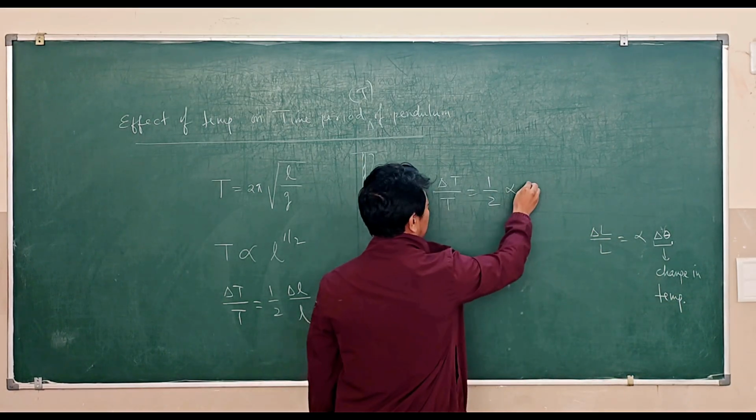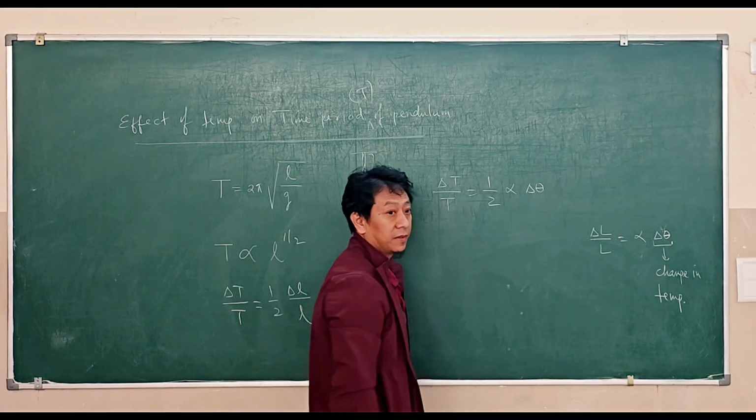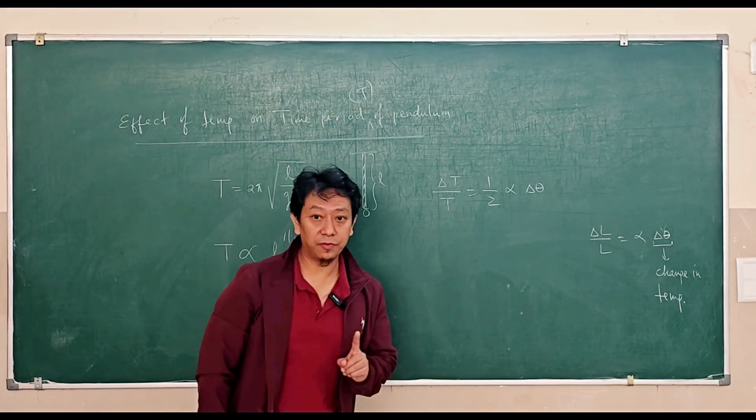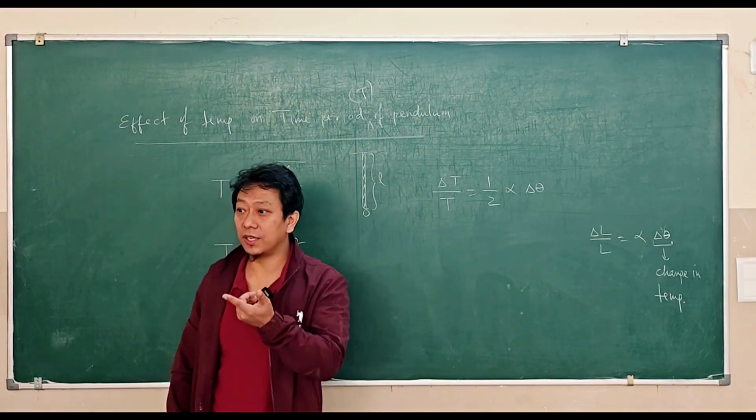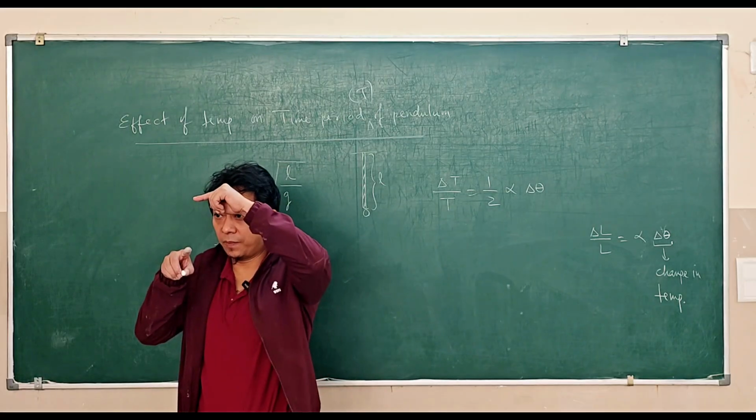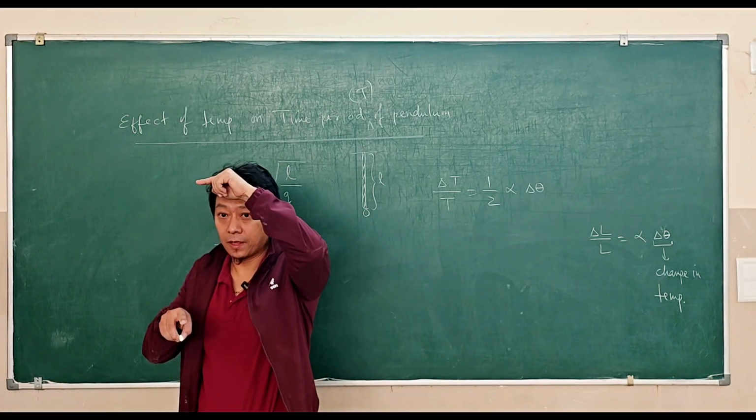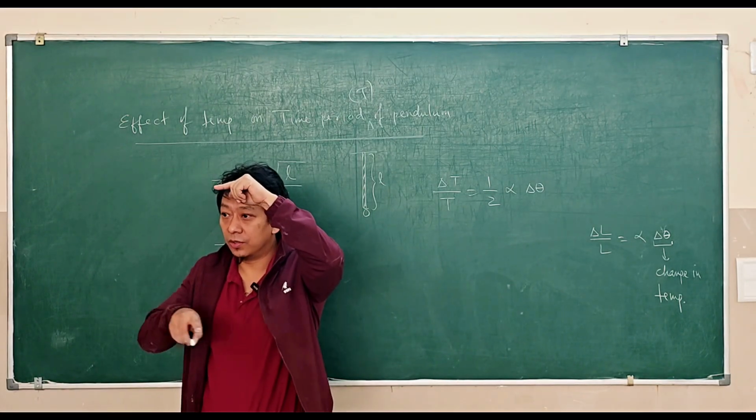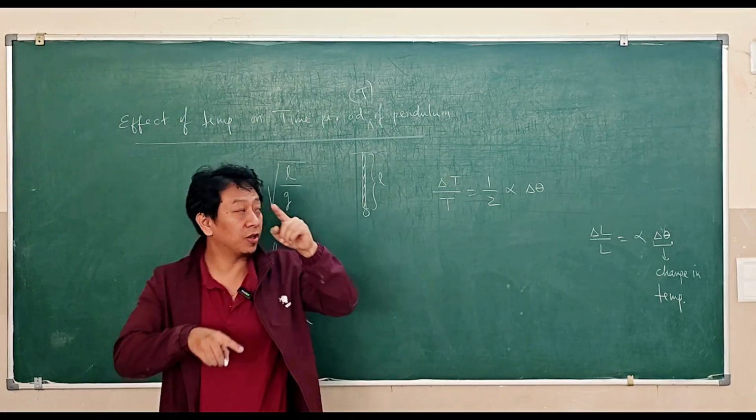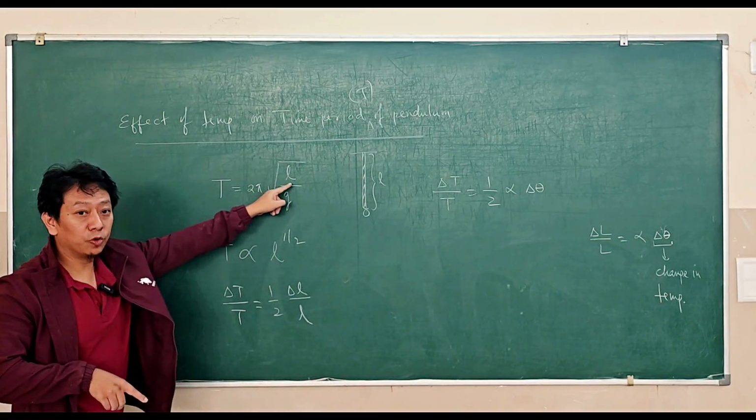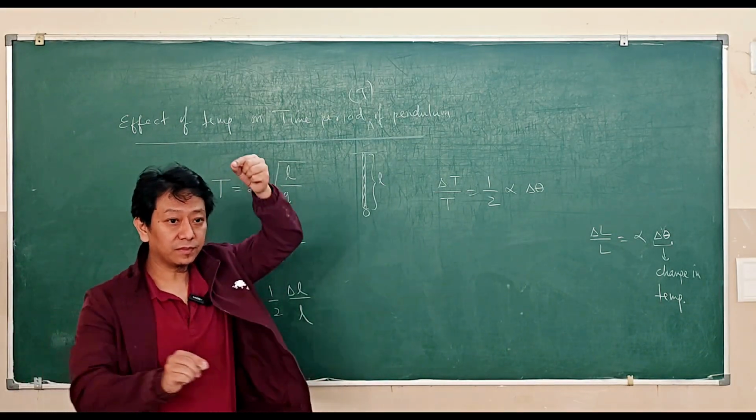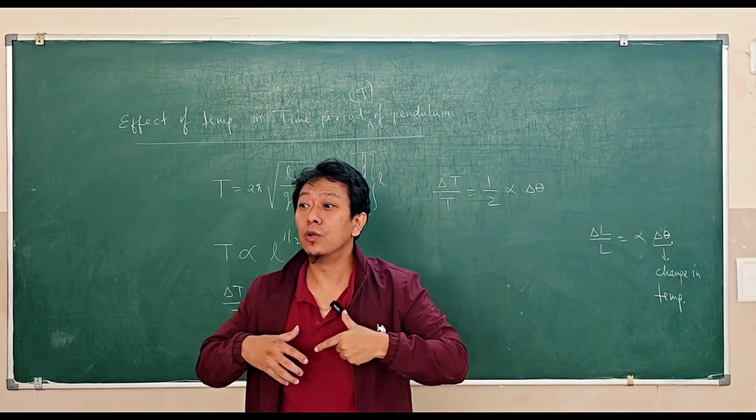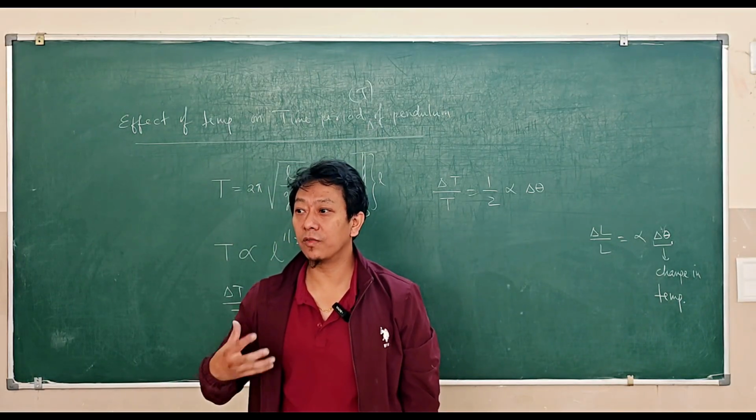So what will be this? Alpha into delta theta. Now listen carefully. If temperature increases, the rod will become slightly longer. So it will take more time to complete one oscillation because length is in the numerator of time period. Matlab, it will lose time. The clock will lose time.